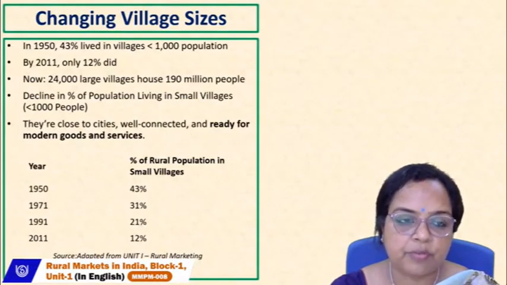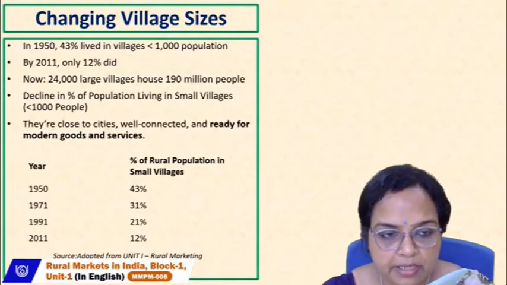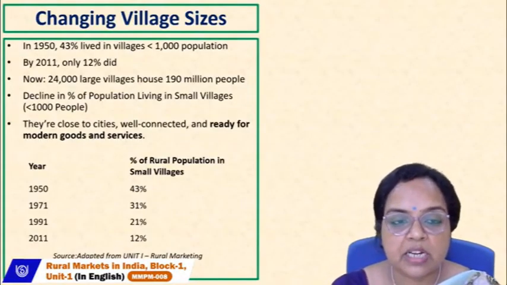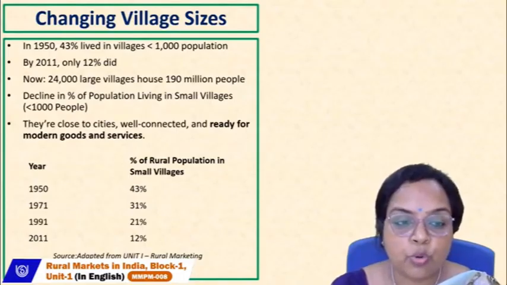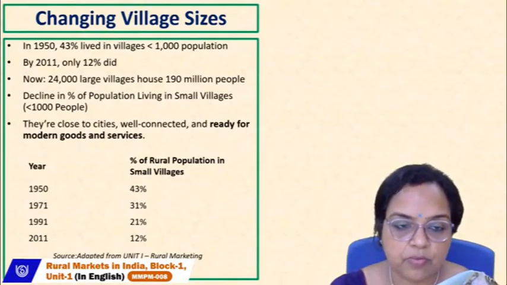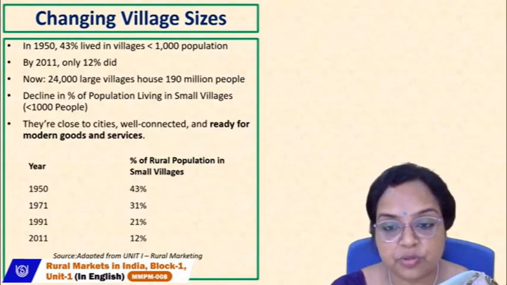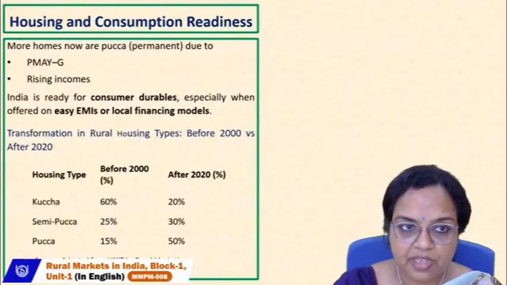Now we are having 24,000 large villages and 190 million people in that particular location. So the marketers can consider these are close to city structures, well connected and ready for modern goods and services to be introduced for their uses.